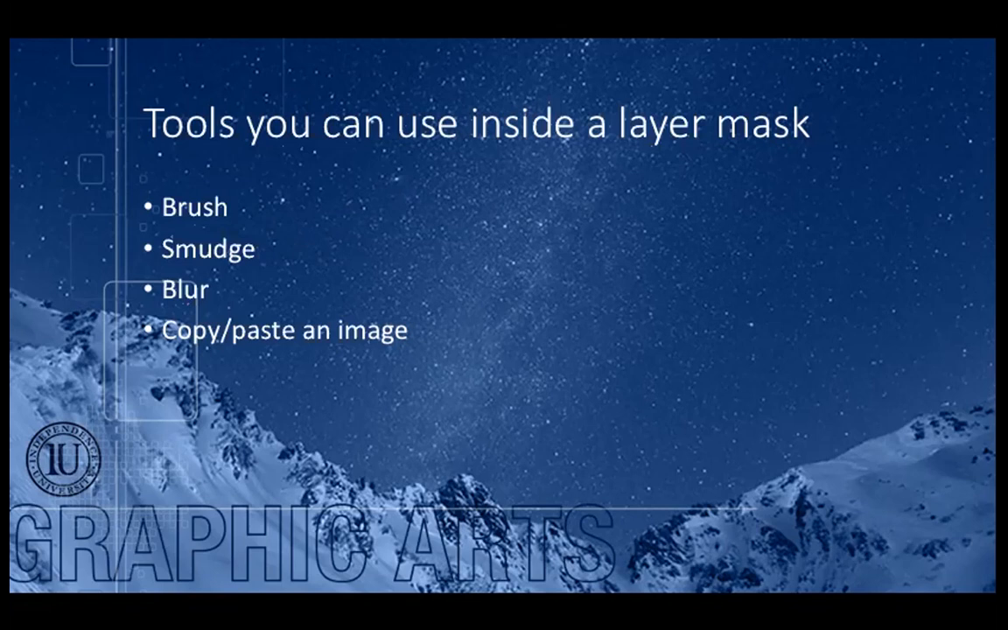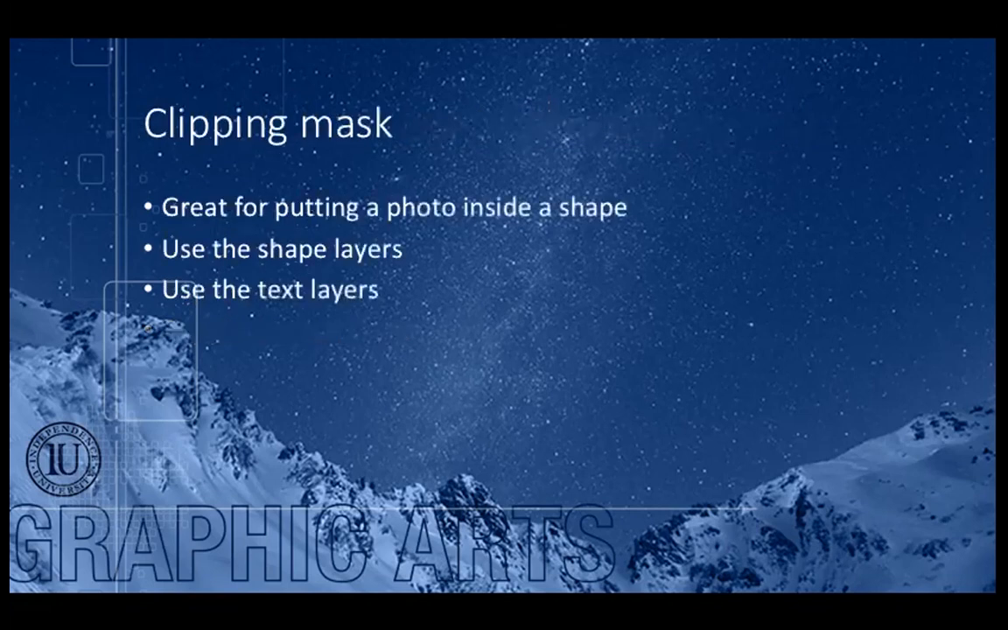And I showed this yesterday in the demo when I was putting the man's body on the horse. I was going into the layer mask and actually using the rubber stamp tool to create that fur going over the torso part of his body, so it looks more realistic and there's not a hard edge where the body meets the actual horse part. A clipping mask is great for putting a photo inside a shape. We looked at that with type when I was showing the demo yesterday.